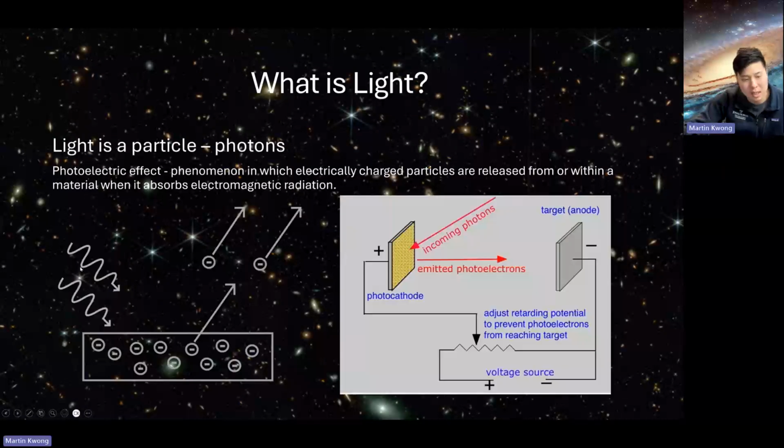Here you can see the photons enter and they hit electrons in the material, and electrons are released. And what happens is that when the electrons are released, they cause a current. This current can be captured and digitized. And that's the fundamental process of how cameras work.